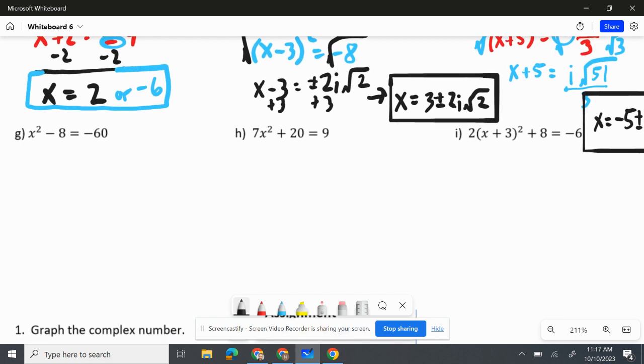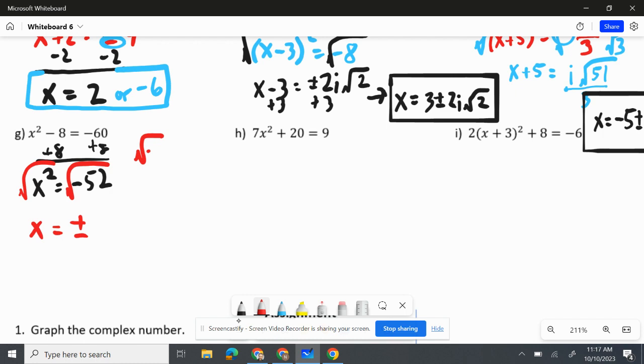For letter G, we're going to add the 8. And x squared is equal to negative 52. The opposite of squaring something is taking a square root. So that gives us x equals plus or minus, and then 52 is negative 1, 4, and 13. Square root of 4 is 2. Square root of negative 1 is i. So we have plus or minus 2i square root of 13.